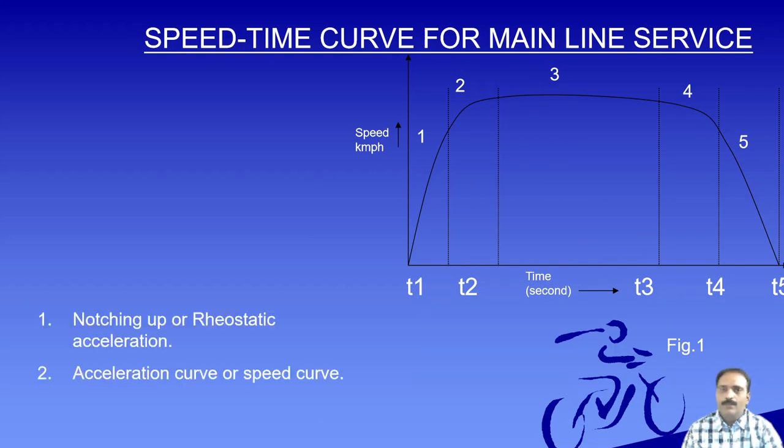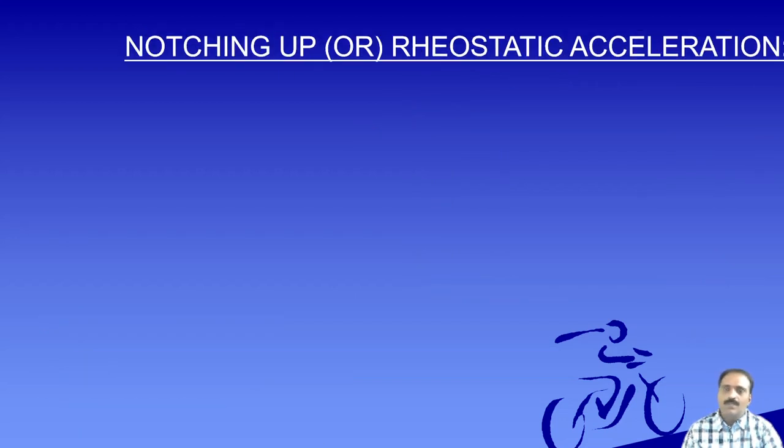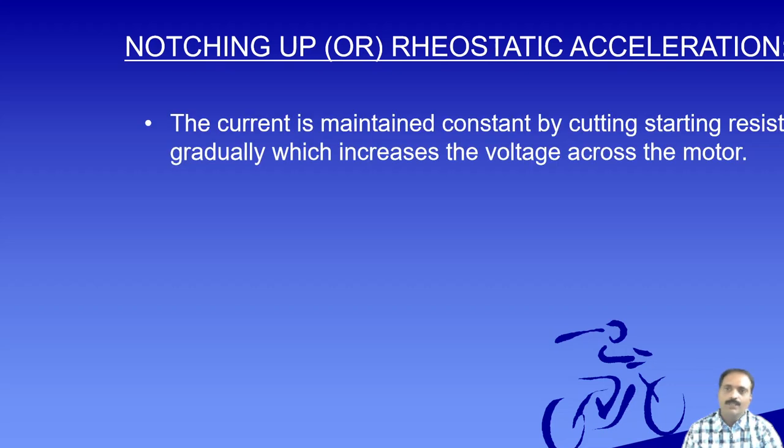And let me explain the different parts of the speed time curve. The first one is notching up or rheostatic acceleration. So during this period, what actually happens is the starter resistance of the motor is slowly, gradually cut off, so that the train gains speed slowly. Obviously it is going to accelerate. So that is the reason why this is considered as notching up or rheostatic acceleration.